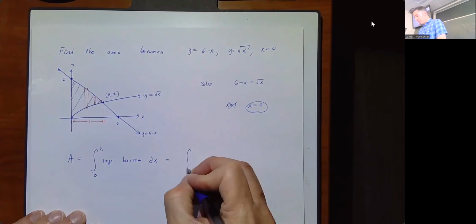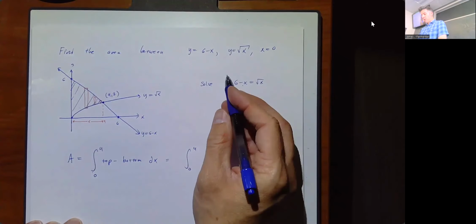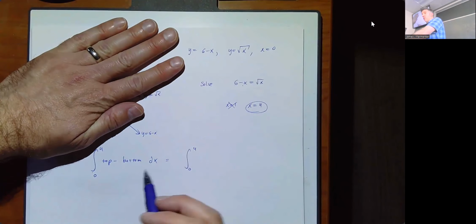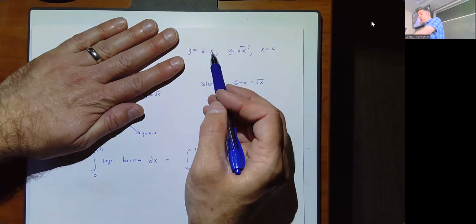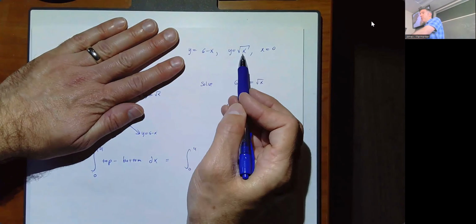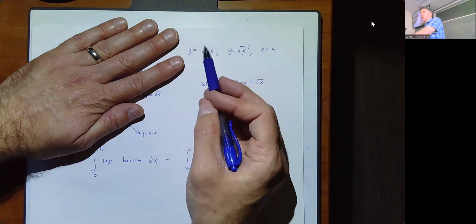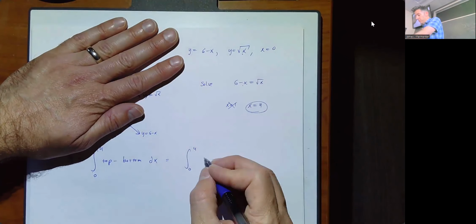And then we're going to do the integral from 0 to 4 of the top function, which again, if we didn't have this picture, we could figure out by picking a number between 0 and 4 and plugging it in. Plug in 1. 6 minus 1 is 5. Square root of 1 is 1. 5 is bigger than 1. So the top function has to be the straight line.